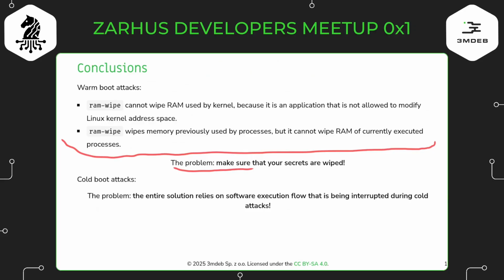This is a problem because you cannot just launch RAM wipe and say it is secure, nothing will get out, nothing will be stolen. You should make sure that RAM wipe will wipe your secrets from RAM. And during cold boot attacks, there is no protection because RAM wipe didn't even execute. These are the brief and quick conclusions. You can check the more detailed conclusions, as I said, in our blog post.